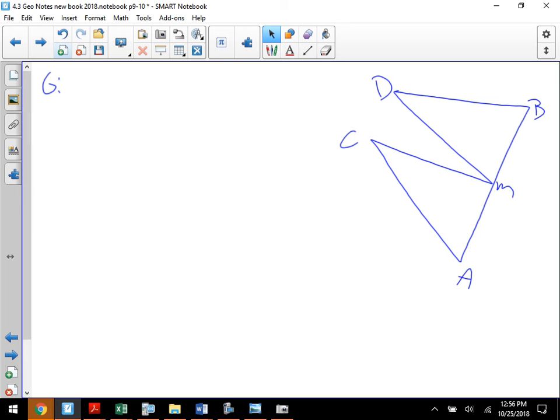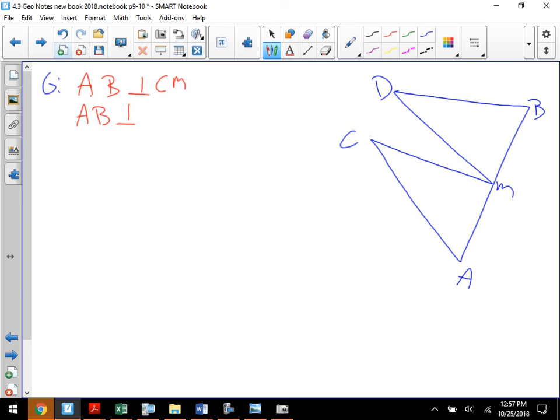So I believe the first one said AM is perpendicular to AB is perpendicular to CM. The next one says that AB was perpendicular to DB, and then it gave you CM congruent to DB, and then M is the midpoint of AB, and then it was prove your triangles.